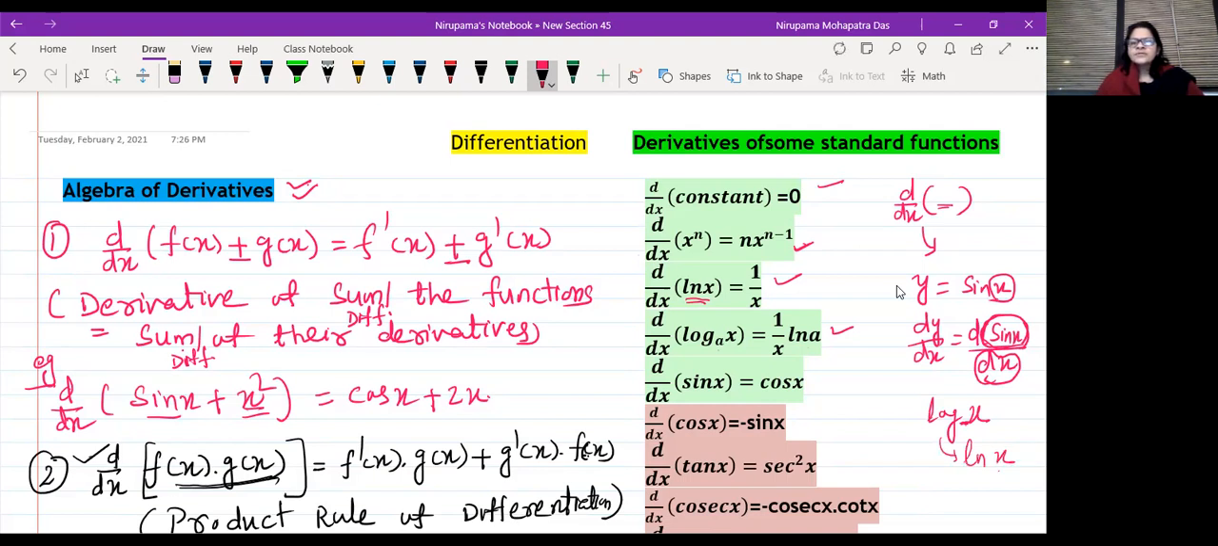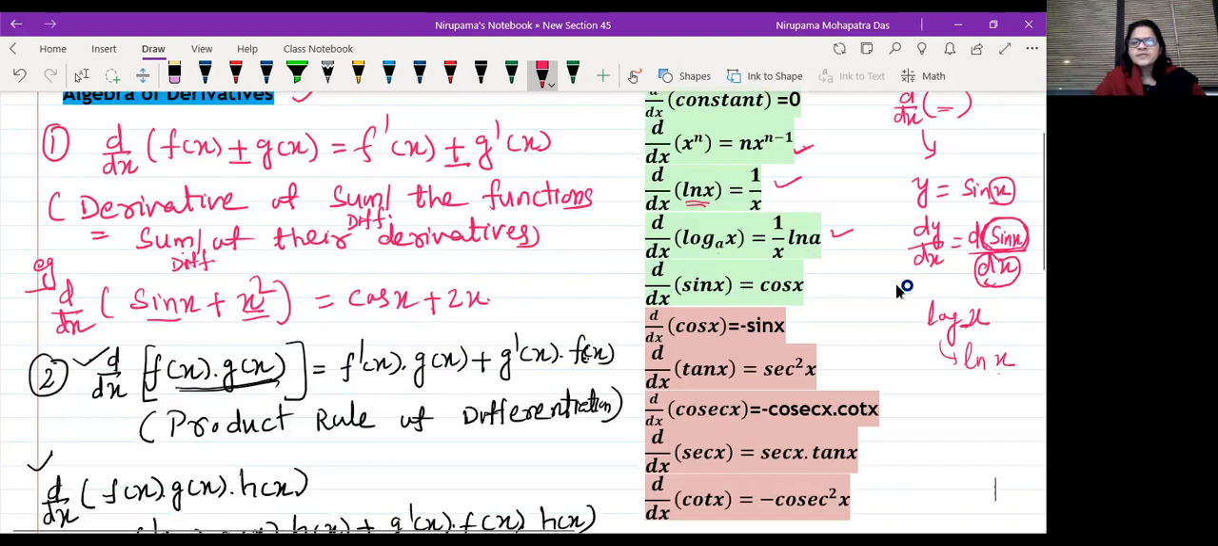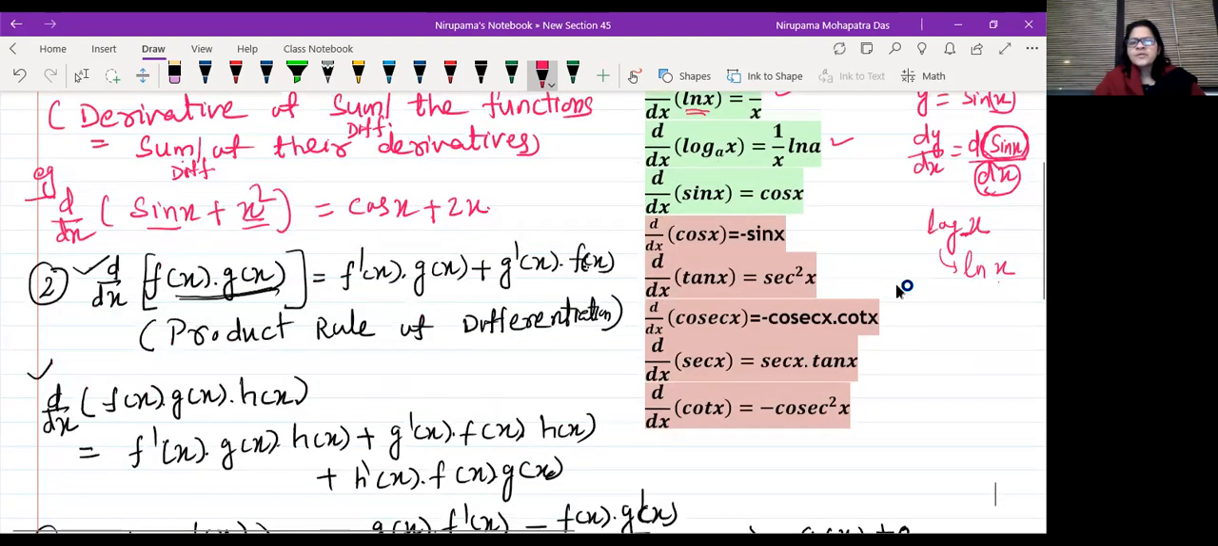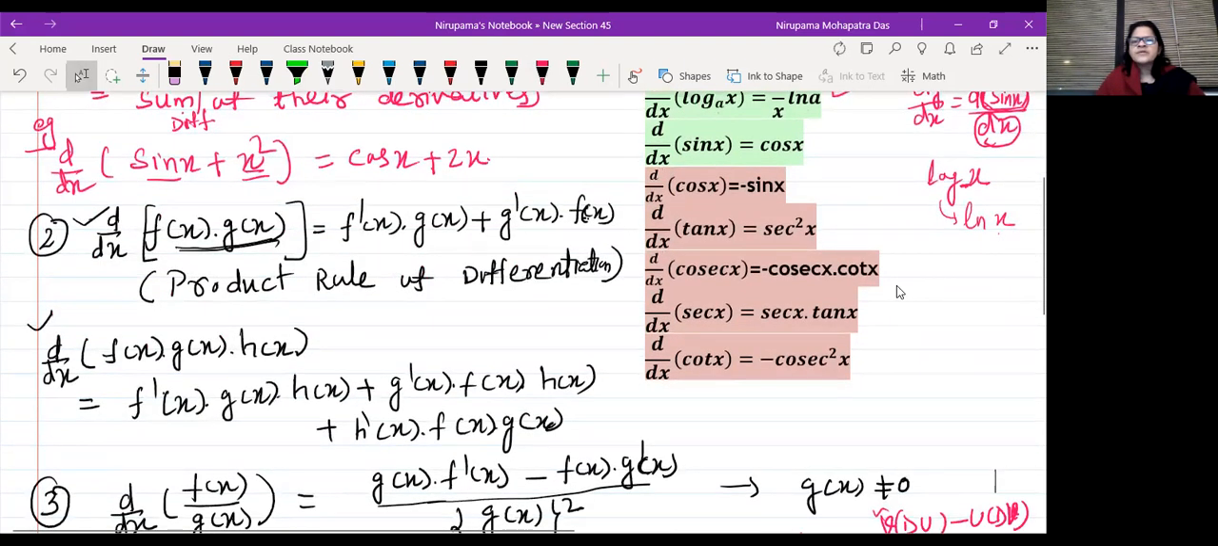Derivative of sin x is cos x, and again dy dx of cos x is equal to minus sin x. dy dx of tan x is secant square x, dy dx of cosec x is minus cosec x into cot x. And dy dx of sec x is equal to sec x into tan x. And dy dx of cot x is equal to minus cosec square x.